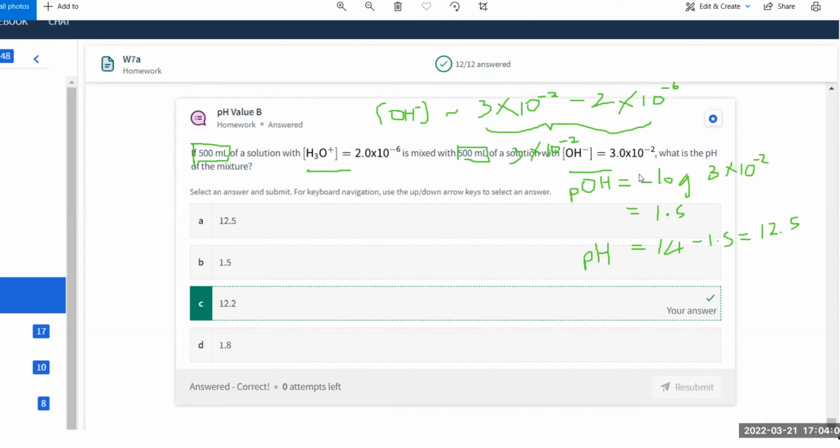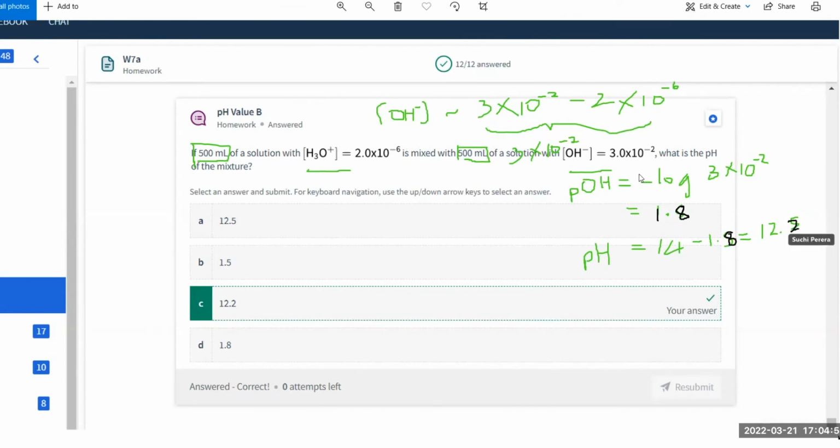Here's how you can think about this in a different way. Actually, let me show you. I think I get it. So your actual concentration must be 1.5 times 10 to the power of minus 2. Can you try that? So your OH minus concentration is not 3 times 10 to the power of minus 2, but half of that, 1.5 times 10 to the negative 2. So the pOH would be 1.8. And then the pH would be 12.2. Yeah, there you go.